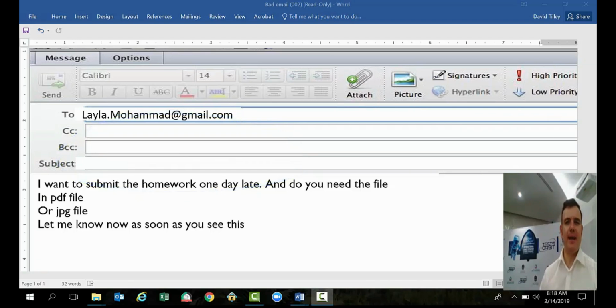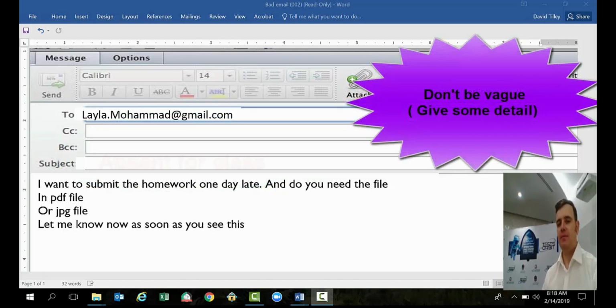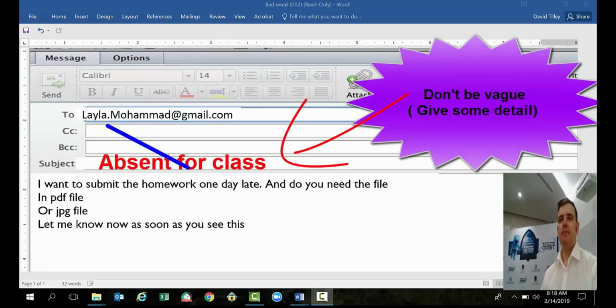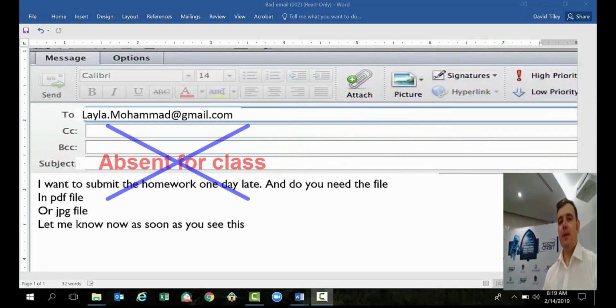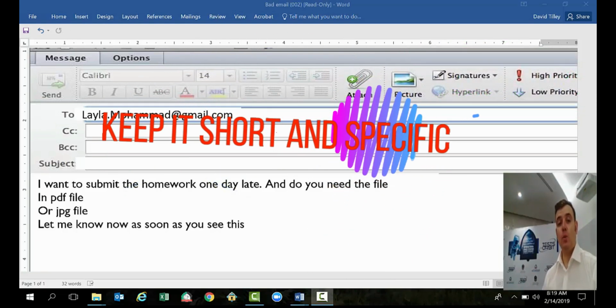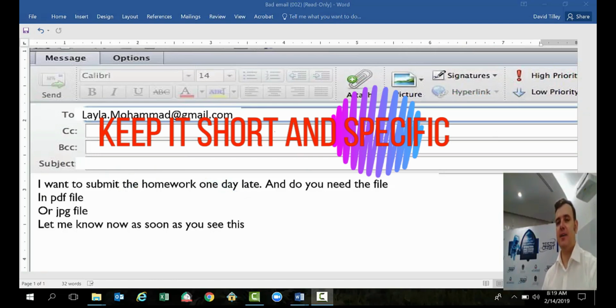Don't be too vague. And what I mean by vague is don't just say going to be absent for class, okay? But which class, which time, what's the subject? So be short, but be specific in what you put in the subject header there.